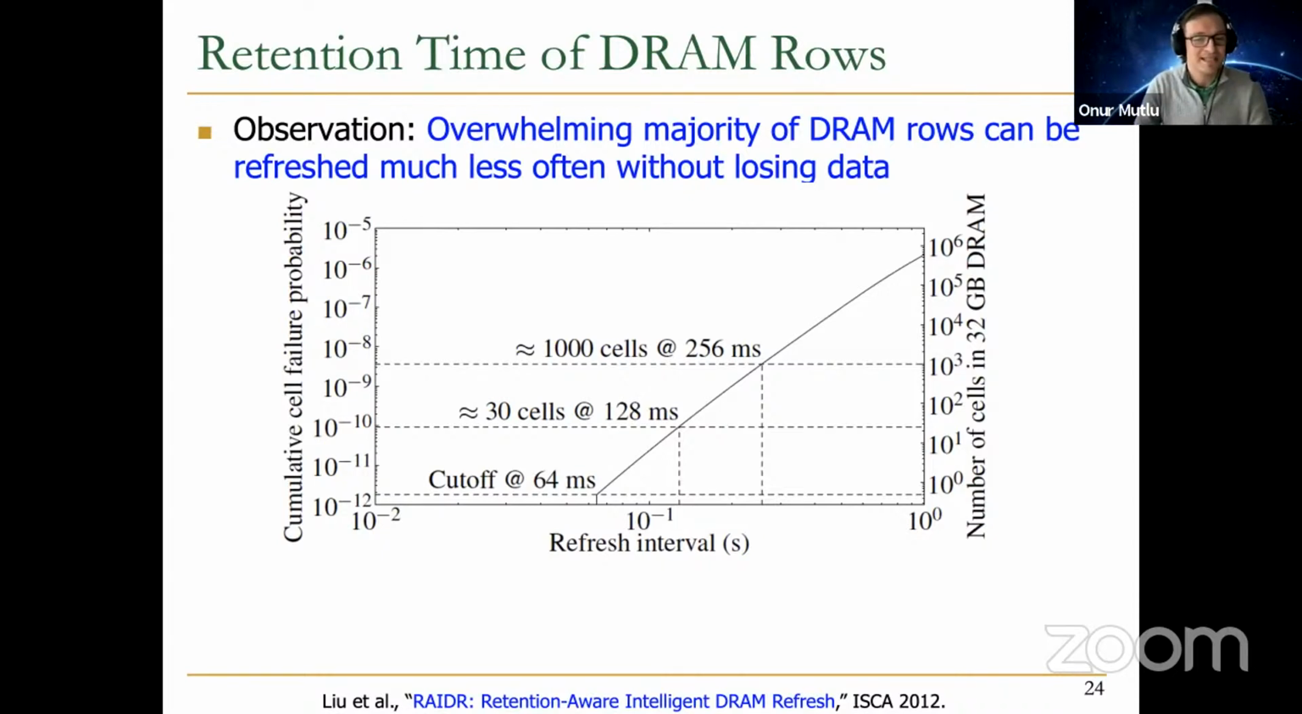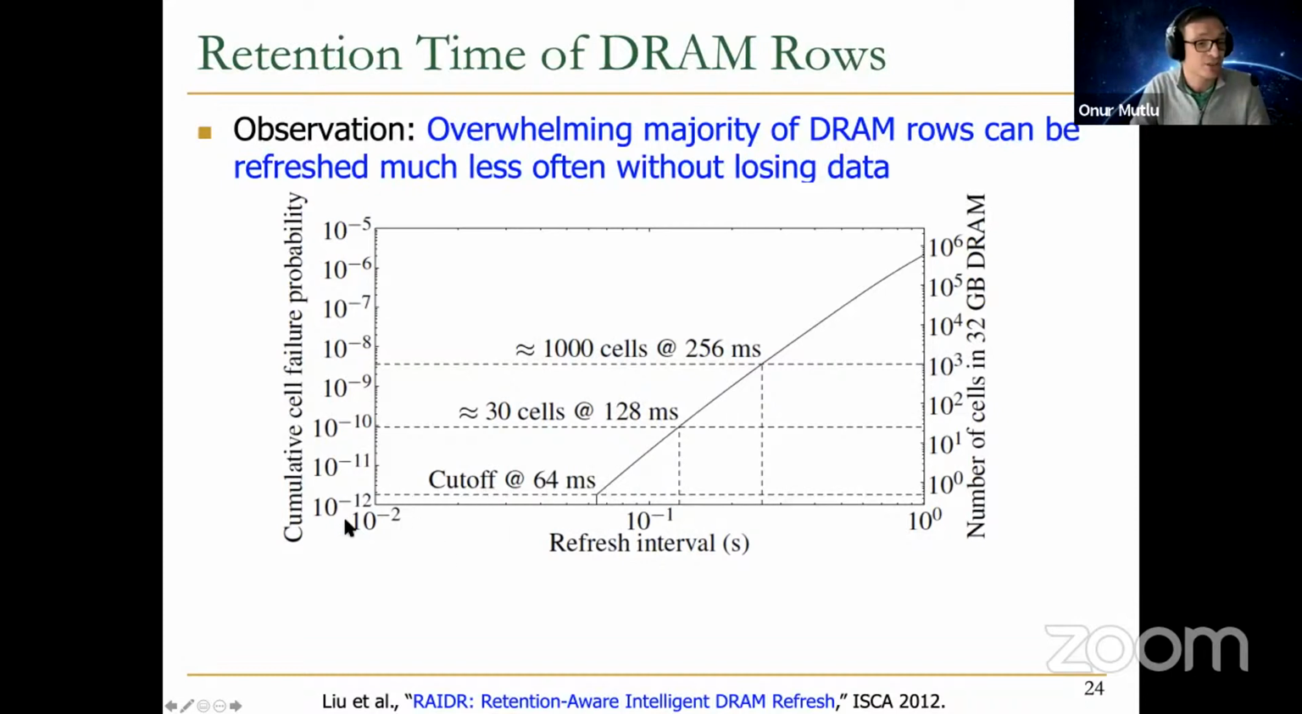Okay, so let me go into the solution a little bit more, at least the solution that we have proposed. Basically, this is real data from real DRAM chips. And the observation is that the overwhelming majority of DRAM rows can be refreshed much less often without losing data. So let's take a look at this data. This graph shows on the x-axis the refresh interval, how often you refresh, basically. This is 64 milliseconds, as you can see. So assuming that you refresh every 64 milliseconds, you should not get any errors.